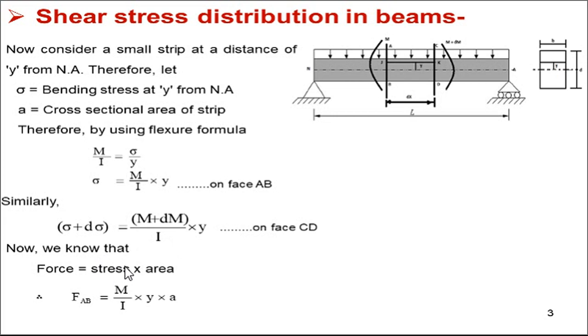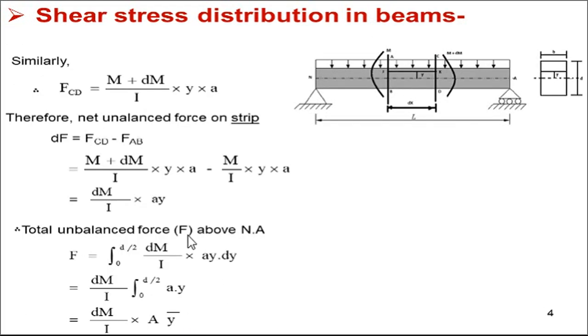Now we know the basic relation: force is equal to stress into area. So now we can determine the force at section AB, called FAB. FAB is equal to M upon I into y, which is the stress, multiplied by the area. So we are determining the force. We determine M upon I into y, and the area is considered as a, the cross-sectional area of the strip, small a.